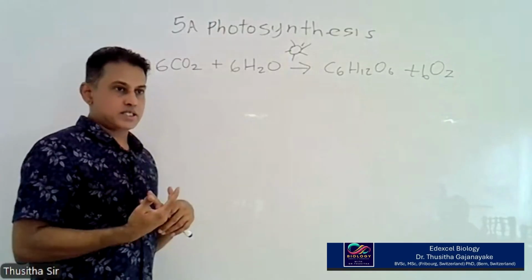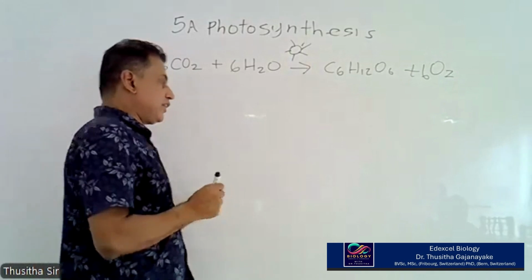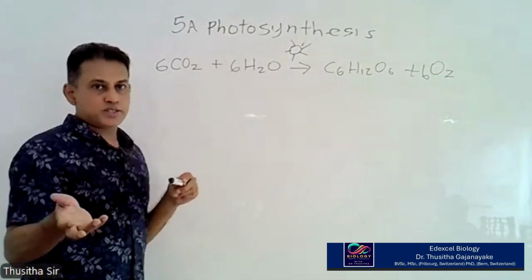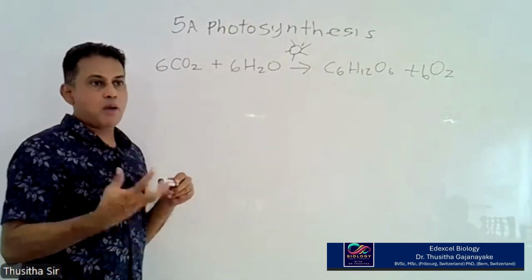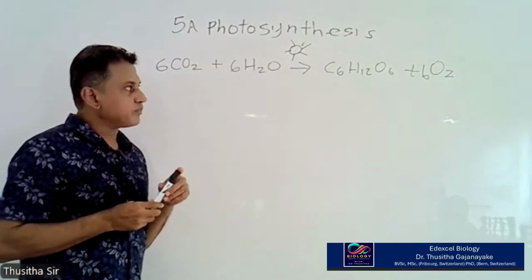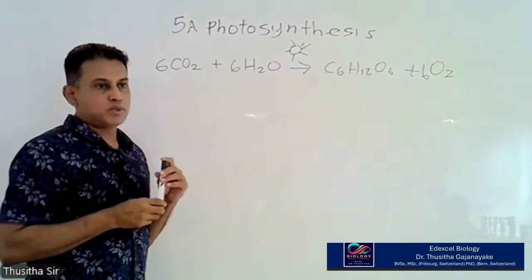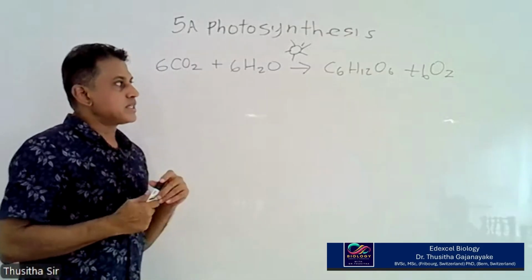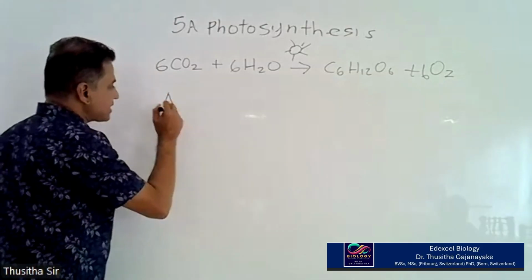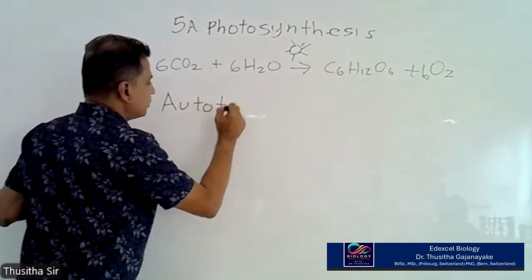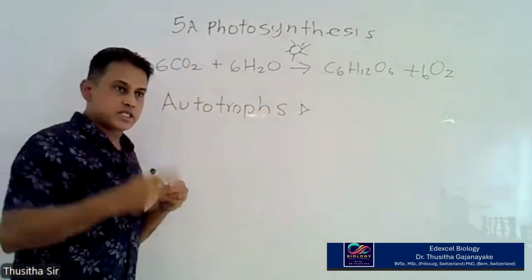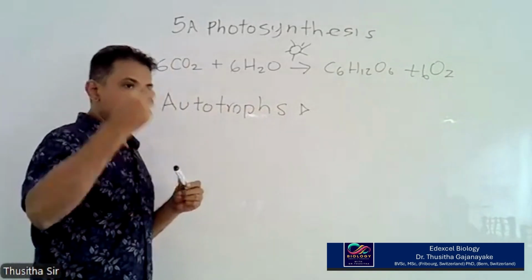So who can do this? Then we have to define the group of organisms that can do photosynthesis. The main organisms are plants, the rest a very little bit from protists, and a very little bit from bacteria. So the main source is plants. So we consider plants as autotrophs. Autotrophs are organisms that can do photosynthesis.